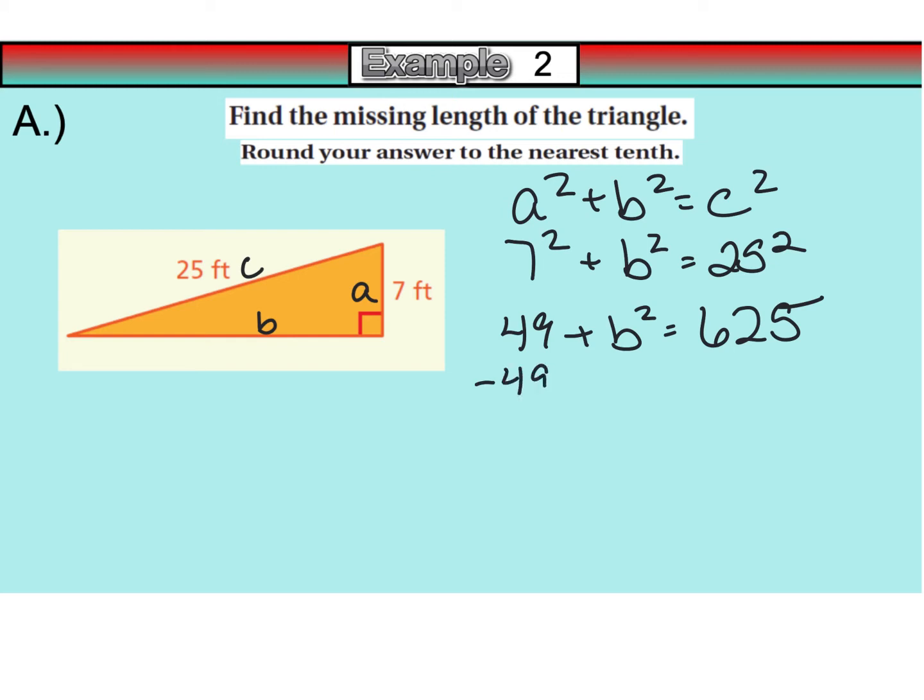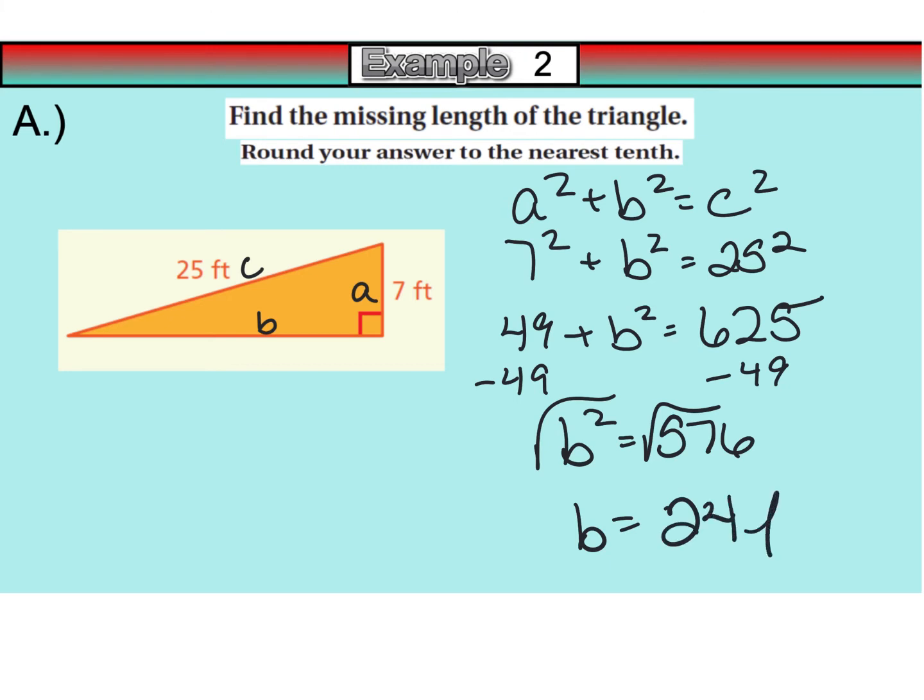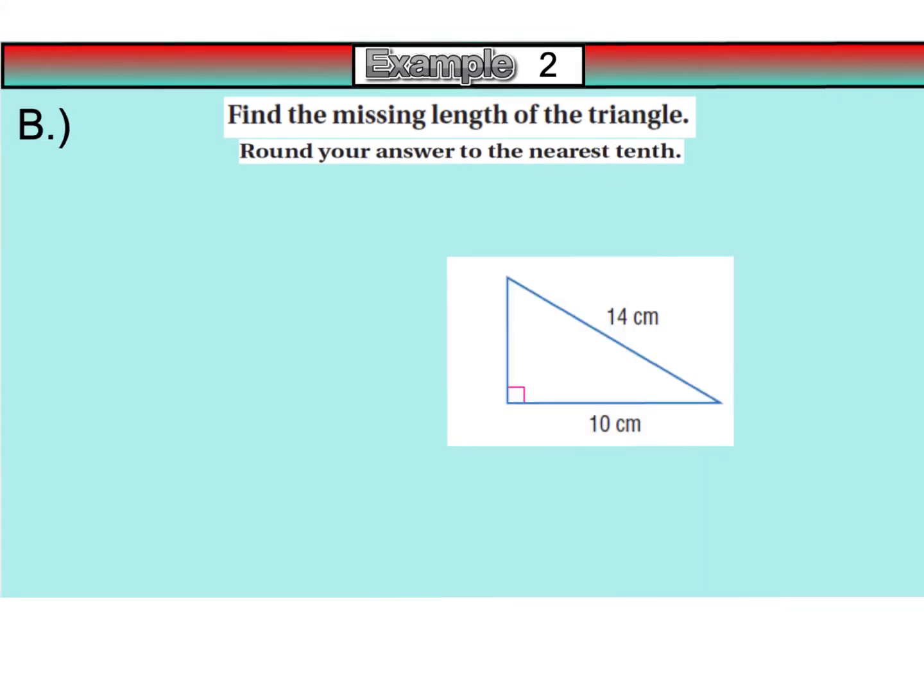Now, we solve it just like we would a normal equation. We're going to subtract 49 from both sides. So B squared equals 576. We find the square root. B equals 24 feet. We don't have to round it because it comes out to a whole number. Try this one on your own. Pause the video and try it on your own and see how you do.